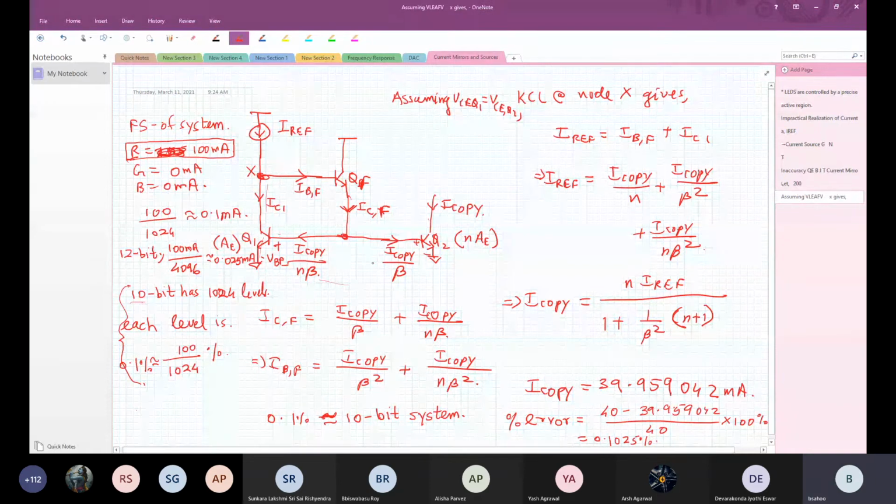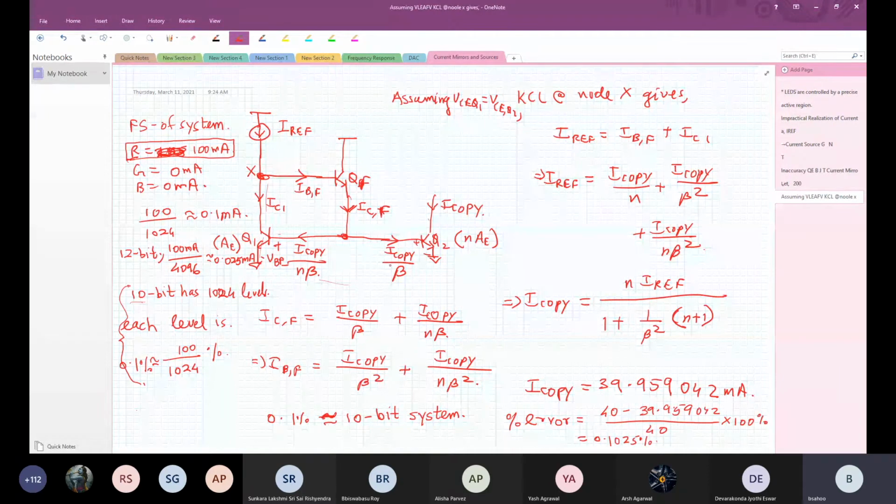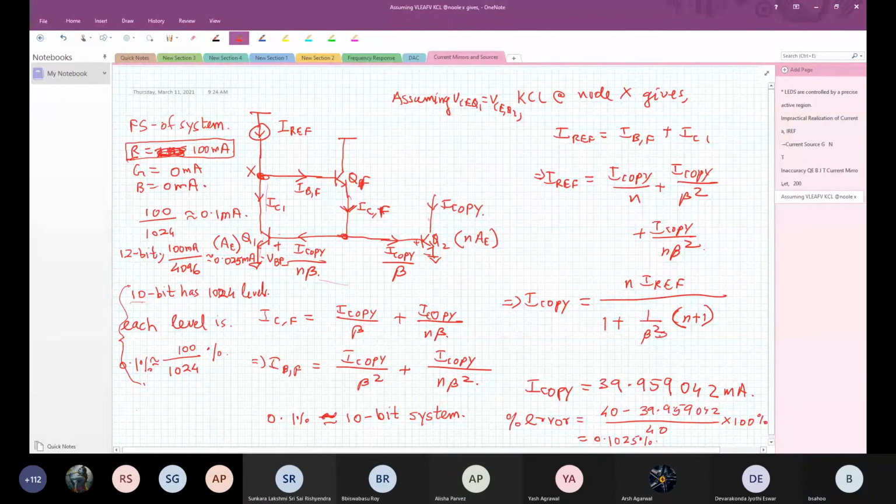Now, if I want to further reduce this error, what can I do? Can anybody suggest what we can do based on this topology? Any thoughts on how to further improve the accuracy? Can I get beta cube here? Can we get beta cube? Anyone?